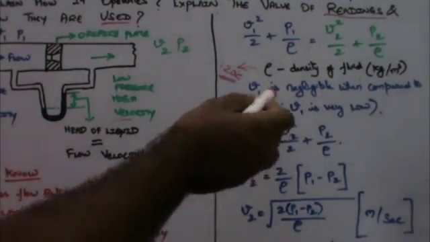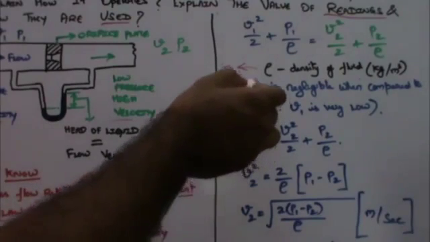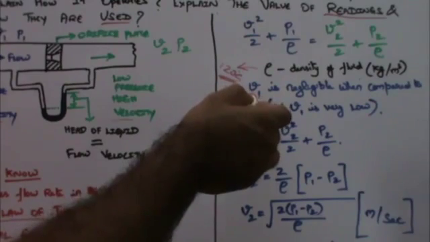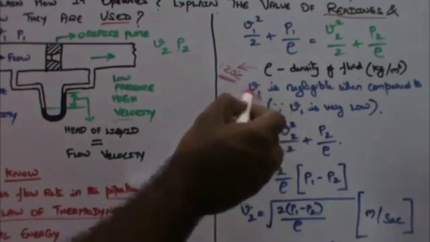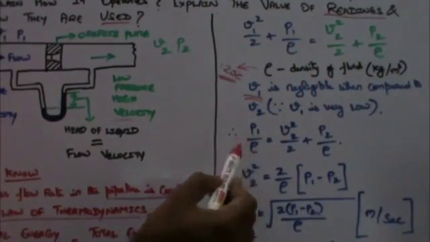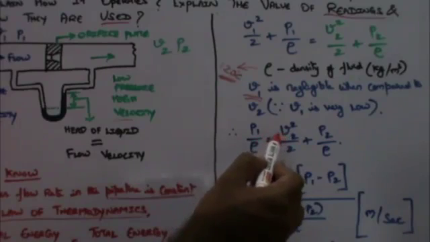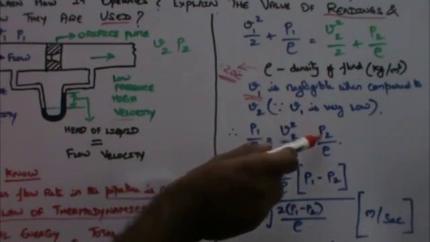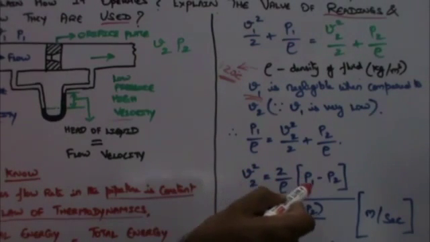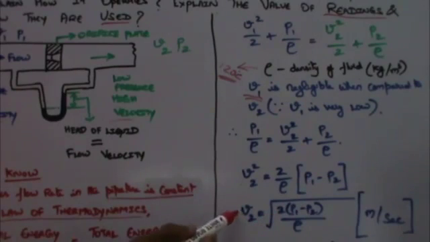The reason, as I said earlier, V1 is the velocity of the fluid upstream or before the orifice, which means it's a low velocity. Since V1 is very, very low, I neglect it. When I rearrange the above equation, I get P1 by rho is equal to V2 square by 2 plus P2 by rho. Again I rearrange, V2 square is equal to 2 by rho into P1 minus P2, where finally I get V2 is the square root of 2 into (P1 minus P2) by rho, that is meters per second.